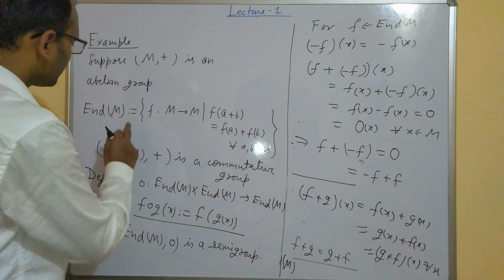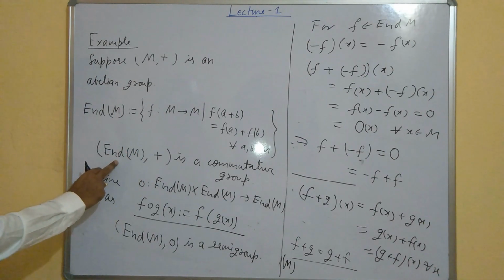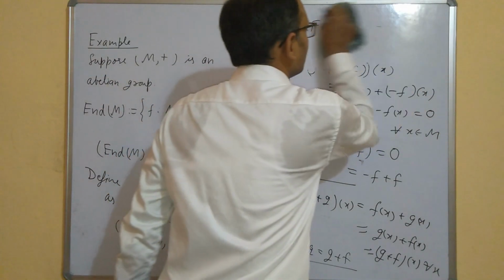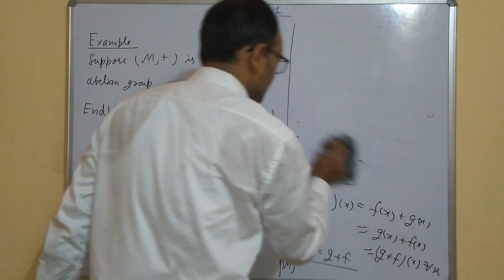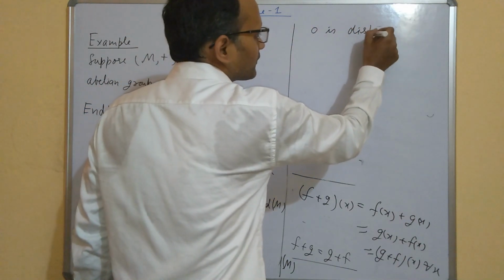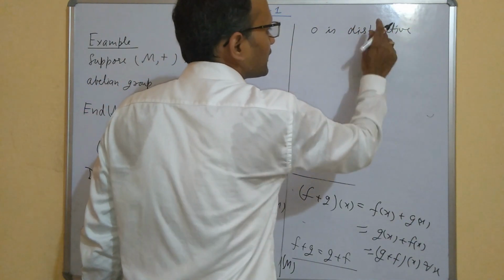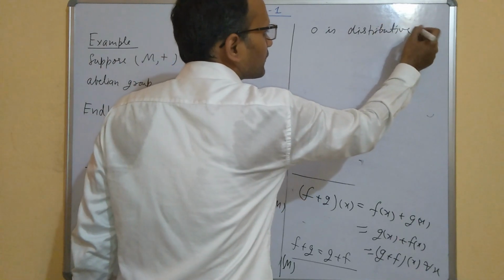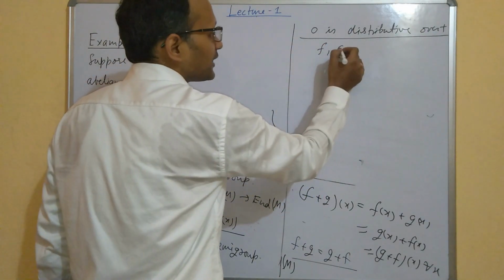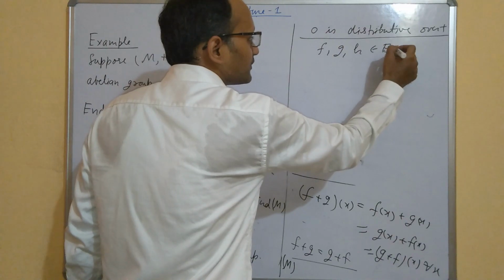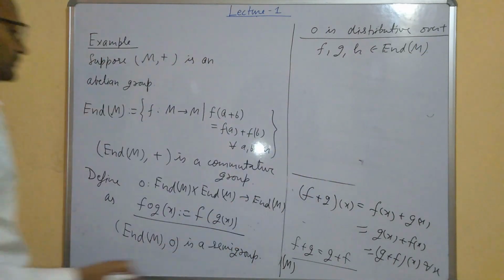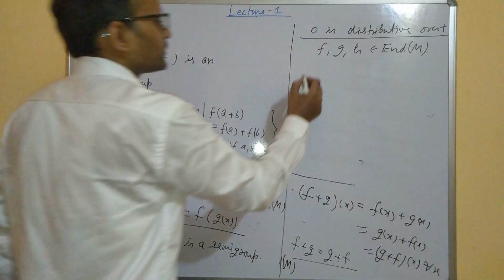Now we will show that this composition is distributive over the first operation, that is plus. So what we will show now is that ∘ is distributive over plus. How will we show it? We take 3 elements f, g, h in End M.